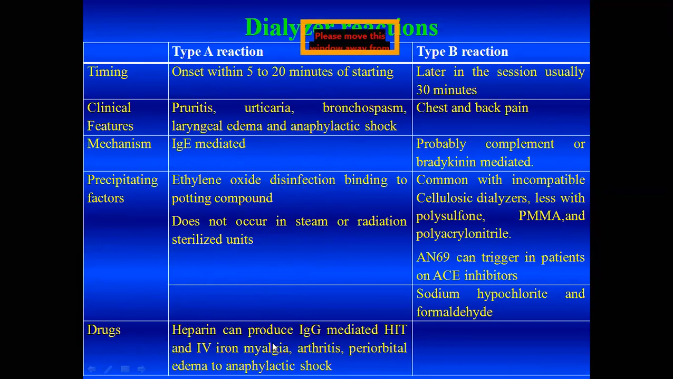And more often what we will get is heparin-induced thrombocytopenia. IV iron can produce an anaphylactic reaction, but even that has become much rarer with iron sucrose as compared to what we used earlier, that was the iron dextran.